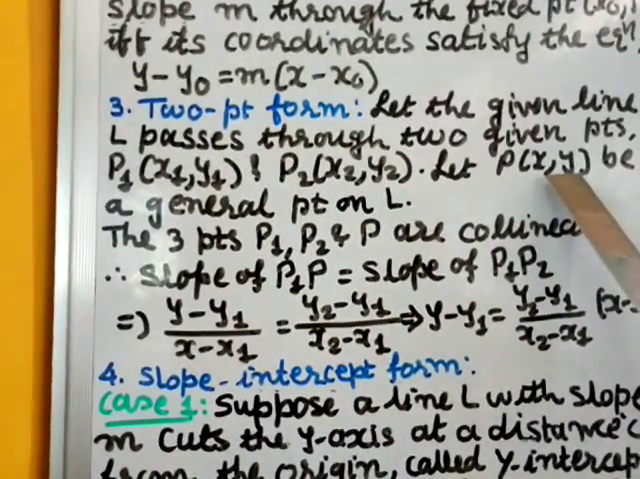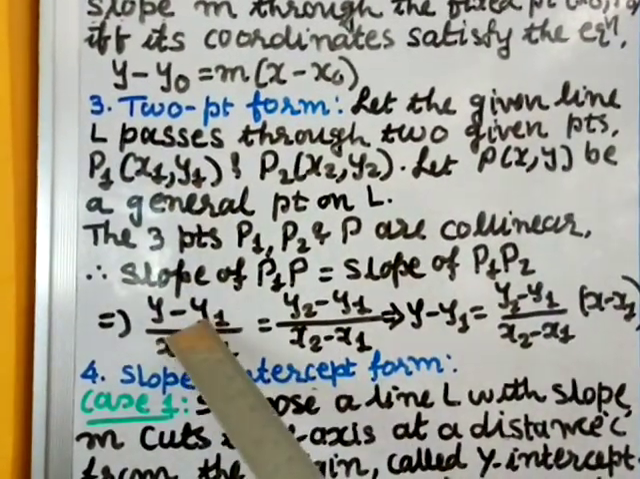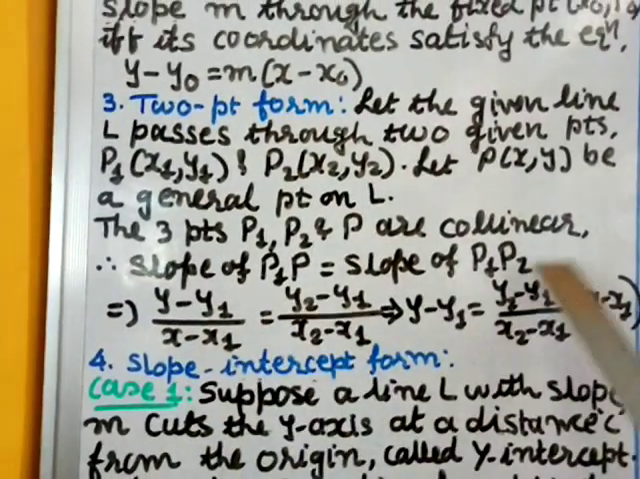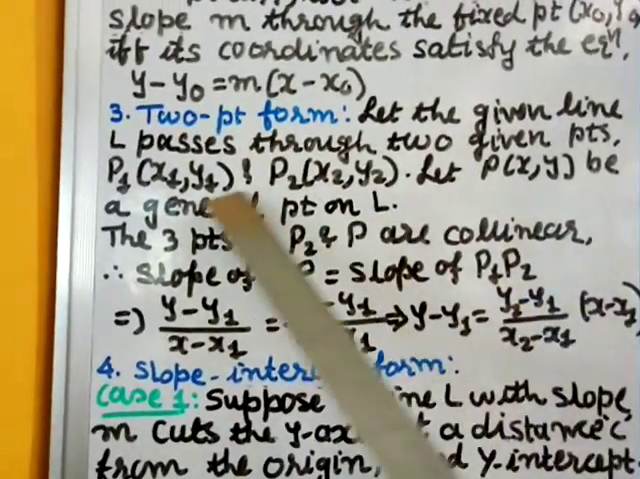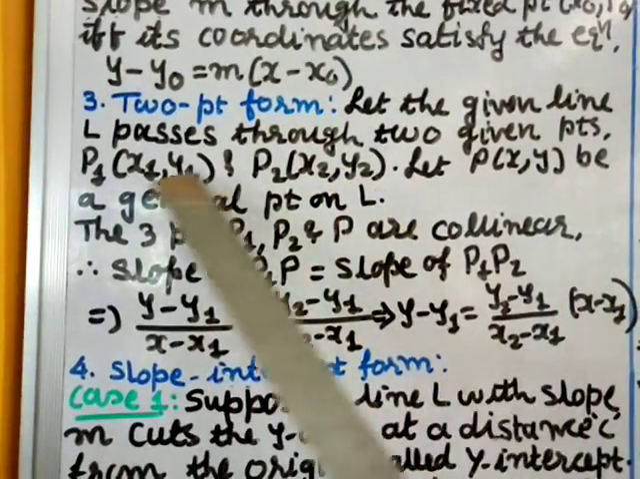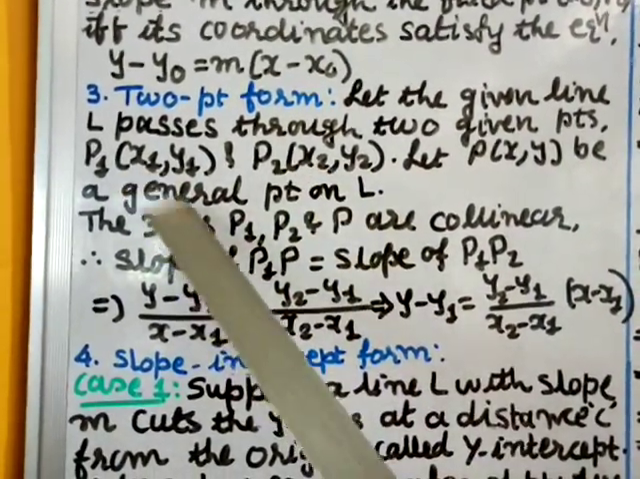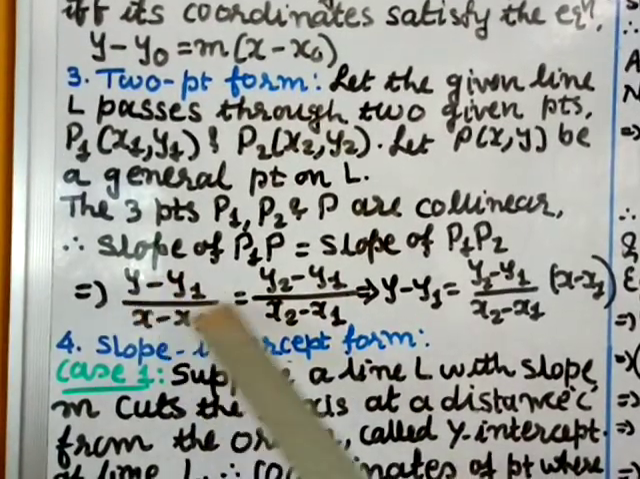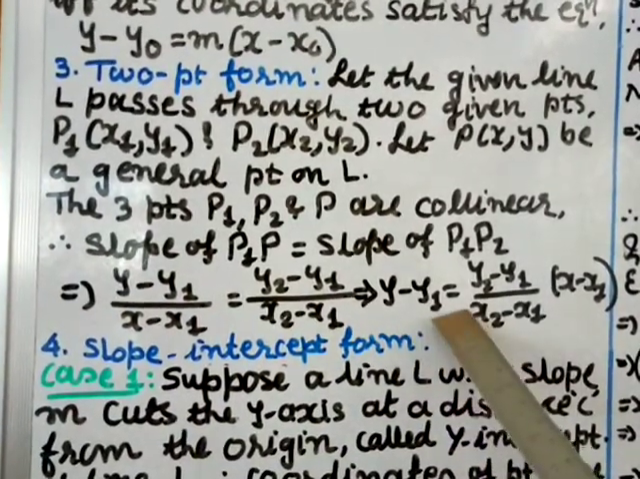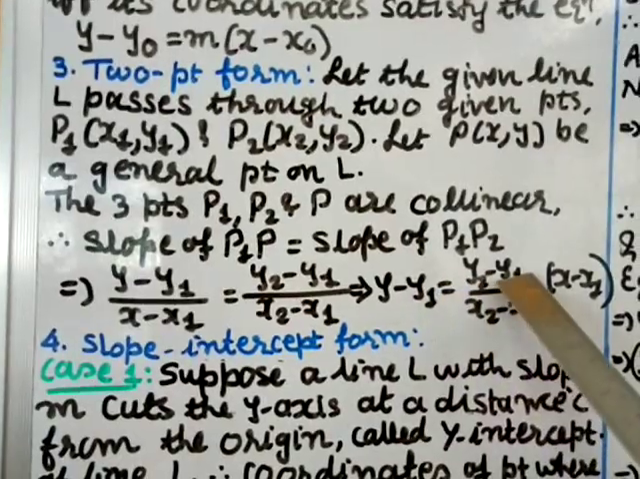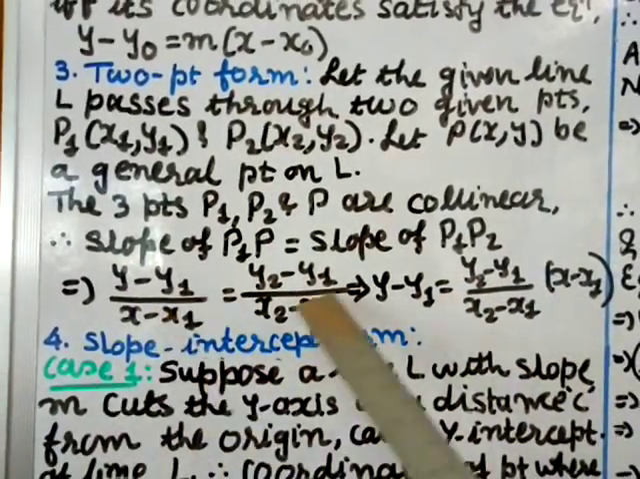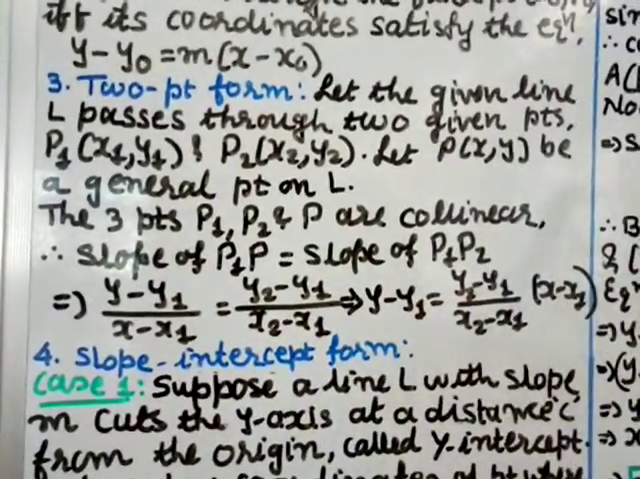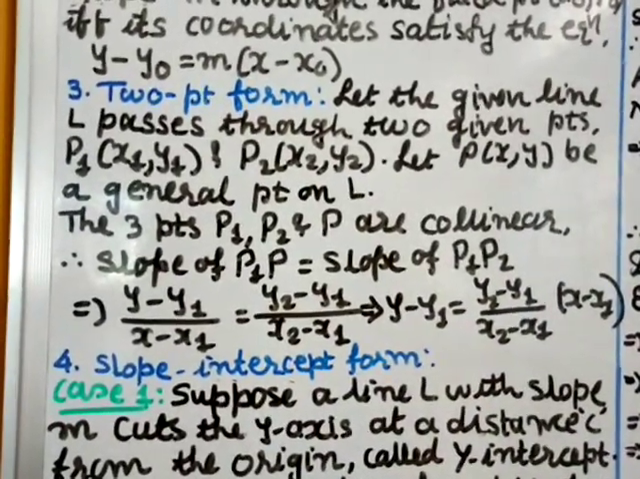So y2 minus y1, that is y minus y1 divided by x minus x1, equal to the slope of P1 P2. So now for P1 and P2, you apply here y2 minus y1 divided by x2 minus x1. Now this x minus x1 transfers over here. So here remains y minus y1 equal to y2 minus y1 by x2 minus x1, and this you transfer, so you get x minus x1. Okay, so this is the equation for the two-point form of equation of line.